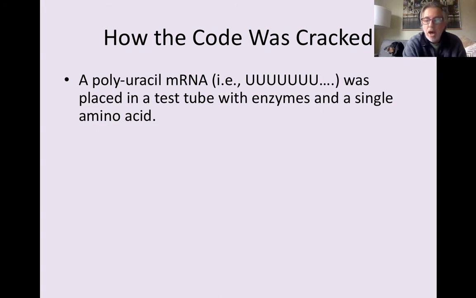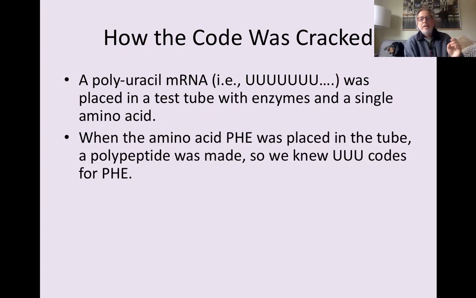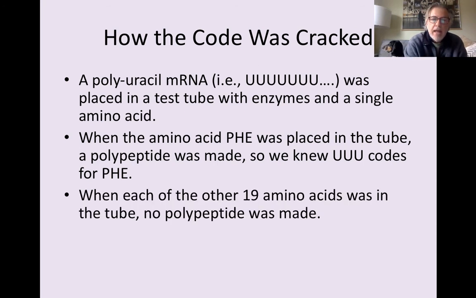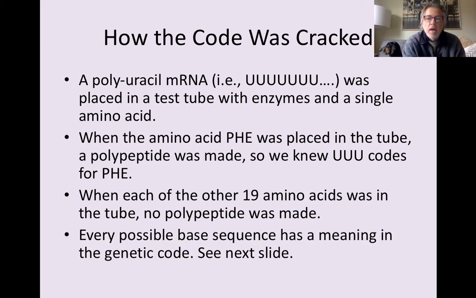And what they found was when the amino acid phenylalanine, PHE, was placed in the tube, a polypeptide was made. But in the other 19, no polypeptide was made. So they knew that the code UUU meant put a phenylalanine in the polypeptide. And so they used this kind of experimentation to figure out the codes for all the amino acids. And they slowly worked it out.